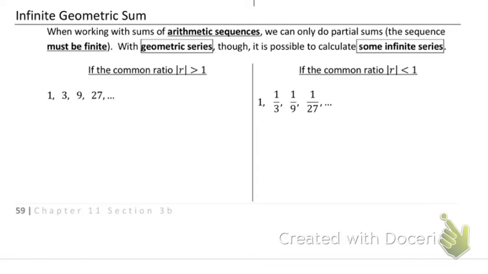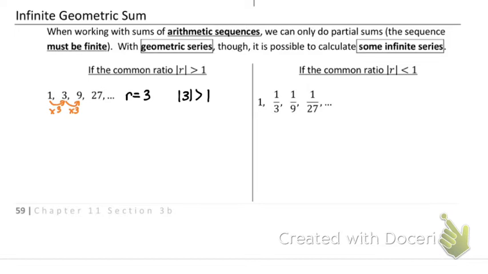So what you need to look at is your R value. You're going to look, is the absolute value of R bigger than 1, or is the absolute value of R less than 1? If it's bigger than 1, we might have something like this: 1, 3, 9, 27, which means our R value would be 3, times 3 times 3. And if you did that test, the absolute value of 3 is bigger than 1.